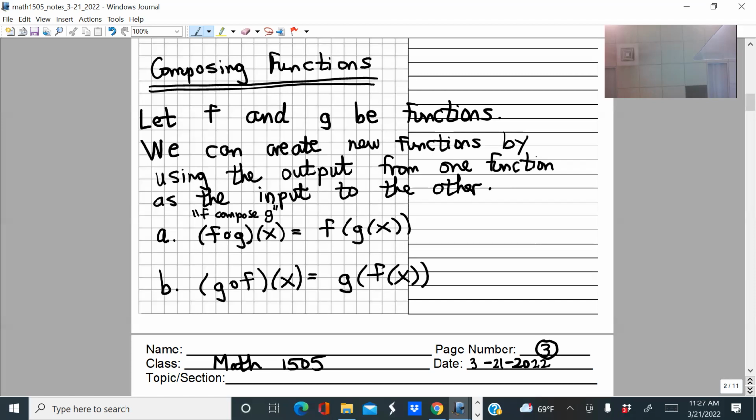This looks like the word fog, but it's not, because that's a little degree-like symbol. So again, how does G compose with F? How do we create that function? We take the function F and we use it as input to the function G. Then we simplify this formula, and whatever we get is the formula for G compose F.